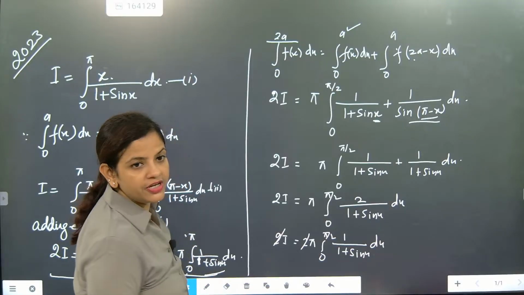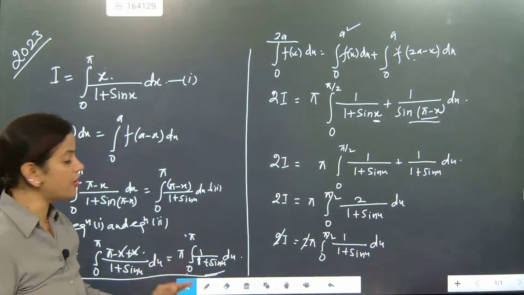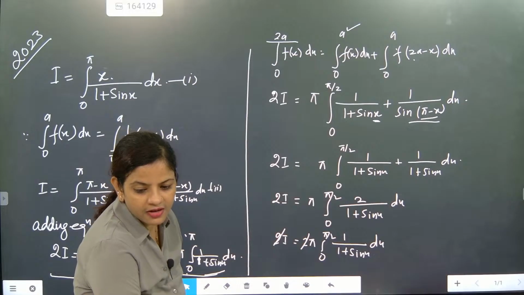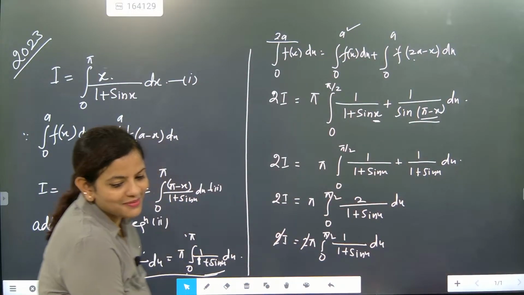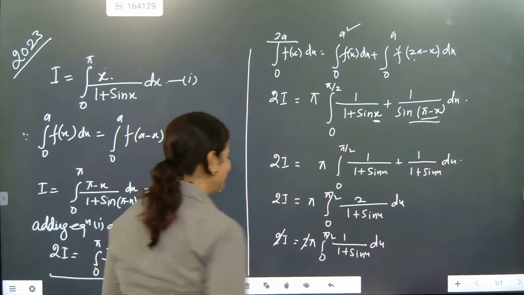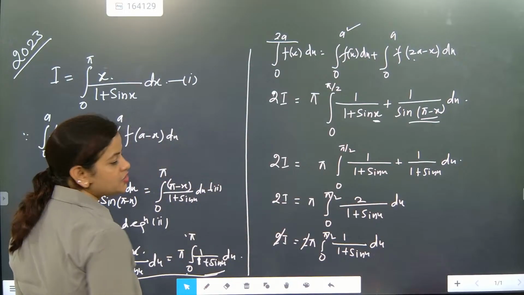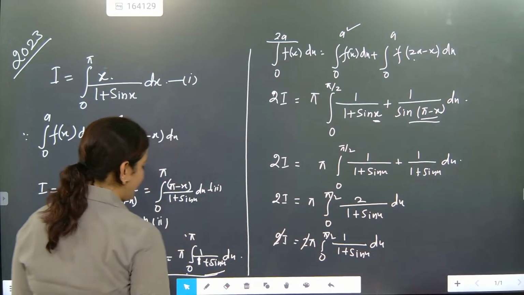I hope you might have understood here. This is the most important and expensive formula. Got it? Understood, beta. So I equal to pi we have written.